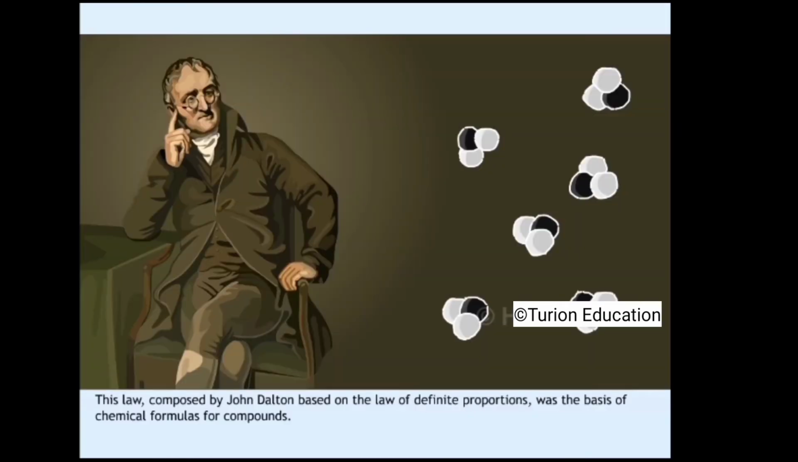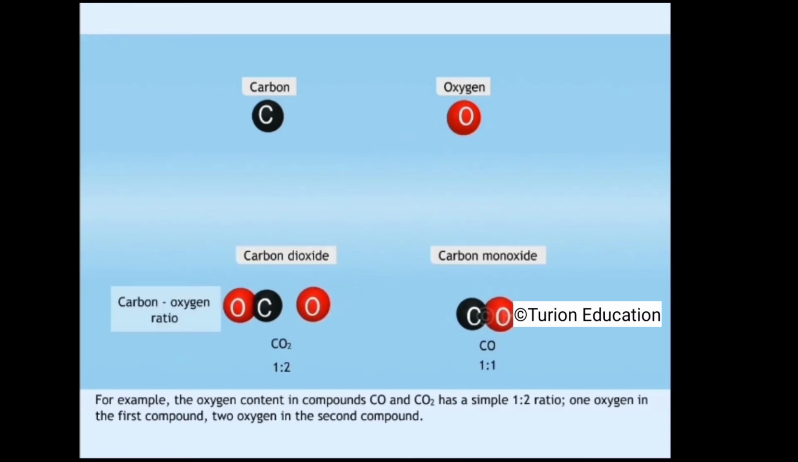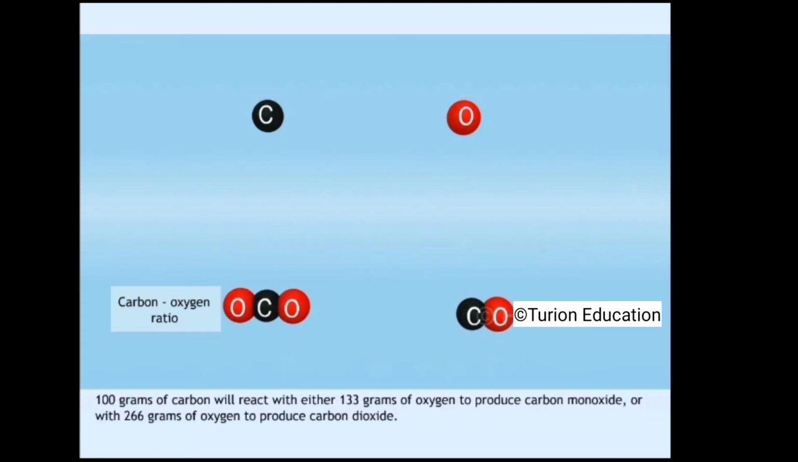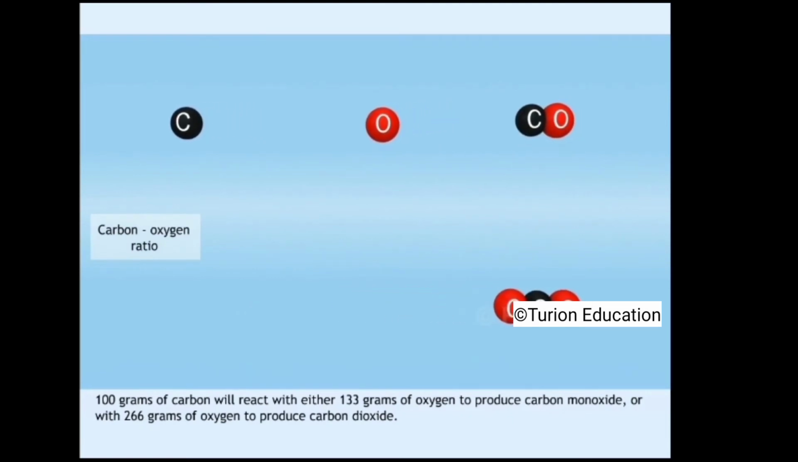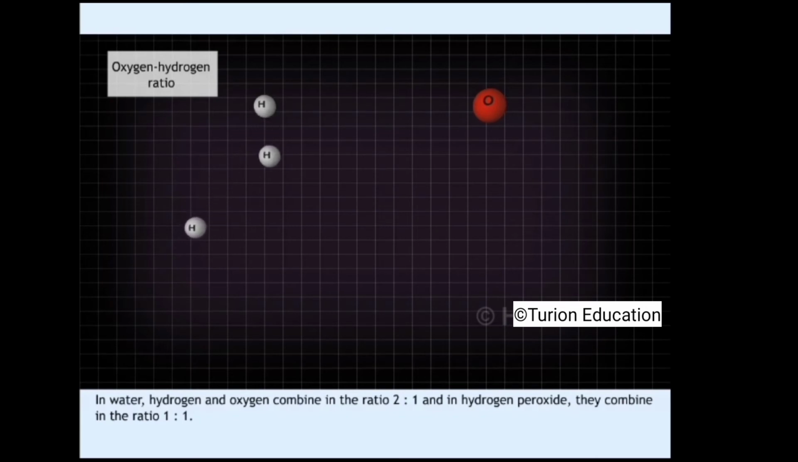Law of multiple proportions. This law, composed by John Dalton, based on the law of definite proportions, was the basis of chemical formulas for compounds. For example, the oxygen compared between CO and CO2 has a simple 1:2 ratio. 1 oxygen in the first compound, 2 oxygen in the second compound. 100 grams of carbon will react with either 133 grams of oxygen to produce carbon monoxide, or with 266 grams of oxygen to produce carbon dioxide.